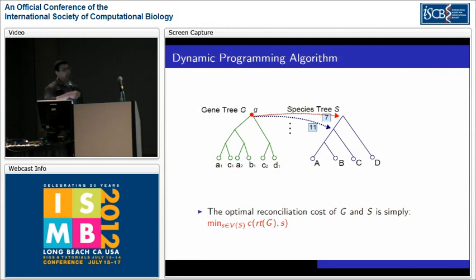So you continue doing that procedure, and eventually you end up at the root of the gene tree. And the optimal reconciliation cost is, of course, so G could be embedded either starting at the root of the species tree, or here, or somewhere, anywhere. And so you just choose the minimum cost among all possible mappings for the root node of the gene tree. And that's your optimal reconciliation cost.